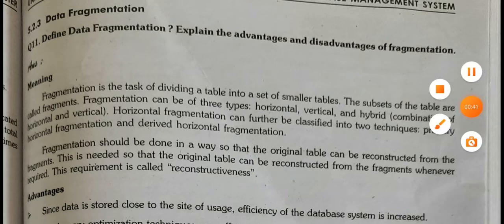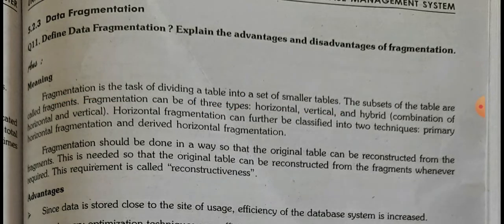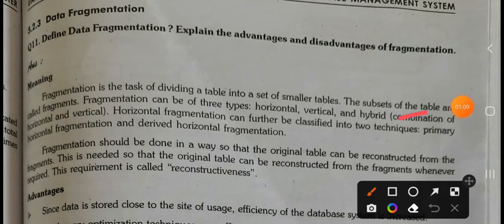I will go through the definition that is available in your material. Fragmentation is the task of dividing a table into a set of smaller tables. That is, a huge table is divided into a number of smaller tables. The subsets of the table are called what? Fragments. The divided tables are called fragments.